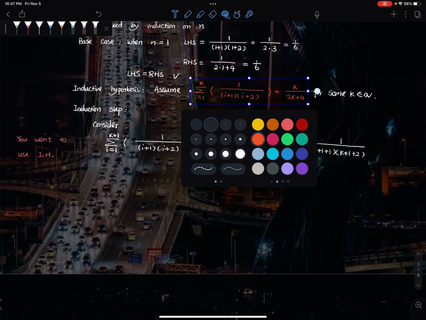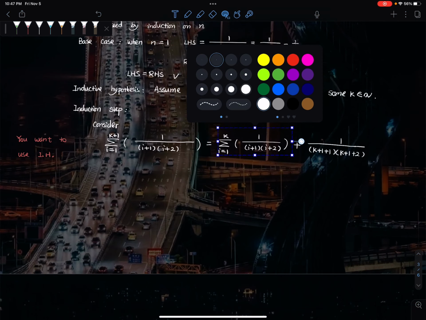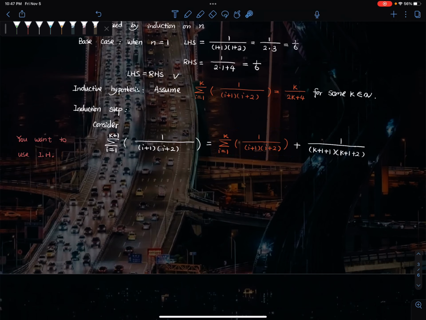Now, you have your inductive hypothesis here. Remember, this is what you want to use, and you have it already. Then what do you use? You use it. So you want to use your inductive hypothesis. You know this equals what? Equals this. Right, so you change this to here.